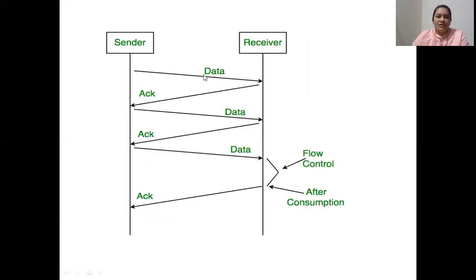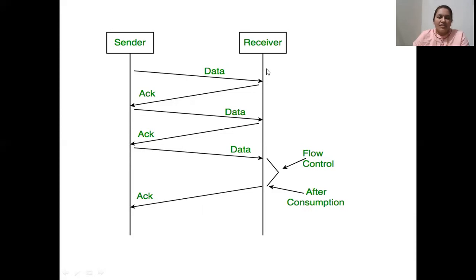So in this diagram, you can easily understand flow control. The sender sends data. The receiver, after receiving, is sending back an acknowledgement to the sender. Only after the acknowledgement frame is received, the sender will transmit the next data. Again, the receiver will give the next acknowledgement. Then the sender will send the next data.